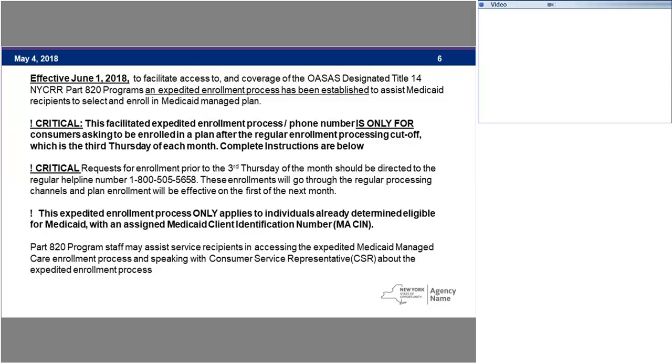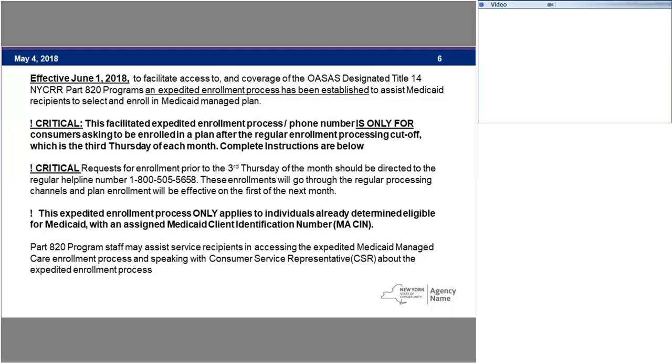So this expedited enrollment process is very important in terms of getting your clients those enrollments for the first of the next month. Now, if the situation warrants it, you can choose not to request that expedited enrollment, and you'll get the following month's enrollment. But if you need that expedited enrollment after the 21st of the month, you can call a special number that we've set up.